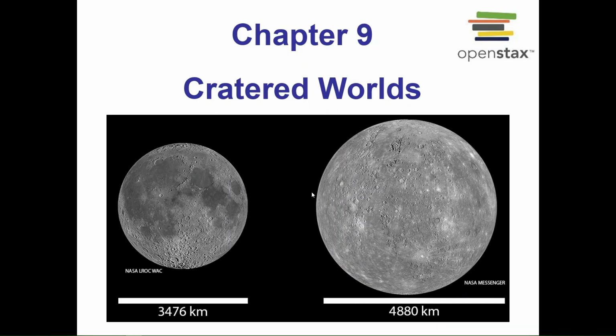Which one is the moon? Which one is Mercury? If you look at the size, the moon is actually smaller and Mercury is a little bit bigger, but Mercury is still the smallest planet among the 8 major planets. We will talk about the moon first, then we'll discuss the details of Mercury.